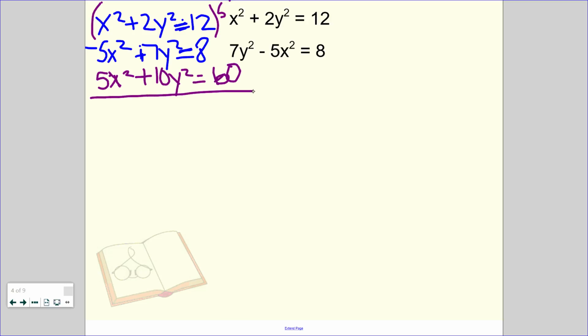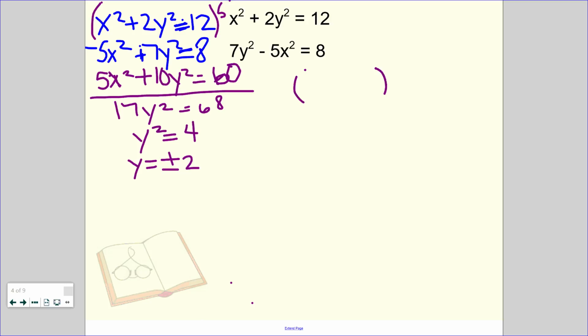The x squareds will cancel. I'll have a 17y squared equals 68. Divide by 17. I'll have y squared equals 4. And then to solve at this point, I can just take the square root of both sides. Remember, when you take the square root, it's technically a plus or a minus. There's two numbers that are squared that are going to give me a 4. So my answers are positive and negative 2, which you can write as plus or minus 2.